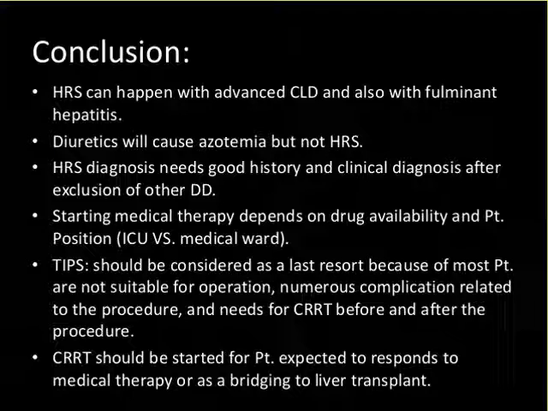Tips: transjugular intrahepatic portosystemic shunting should be considered as a last resort because most patients are not suitable for operation, there are numerous complications related to the procedure, and it needs chronic renal replacement therapy before and after the procedure. Chronic renal replacement therapy should be started for patients expected to respond to medical therapy or as a bridge to liver transplant.